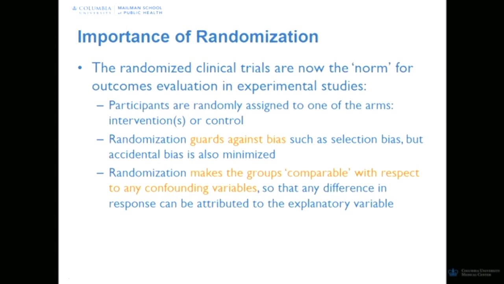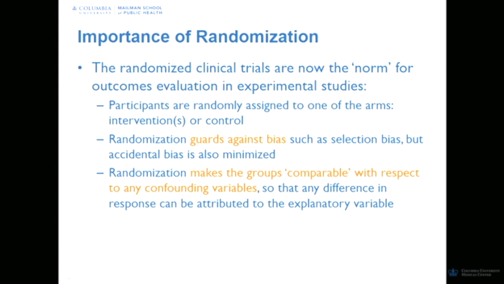In experimental studies, in interventional studies, clinical trials, we already know that the standard, the norm for outcome evaluation is randomization. Why is randomization so useful? Because of two main reasons. One is it minimizes bias, selection bias, accidental bias. And the second, very, very important, that I want to underline, is randomization makes the groups comparable. Comparable with regard to observed or unobserved confounding.